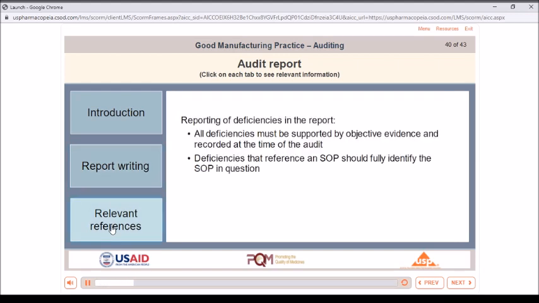Relevant references. Reporting of deficiencies in the report. All deficiencies must be supported by objective evidence and recorded at the time of the audit. Deficiencies that reference an SOP should fully identify the SOP in question.